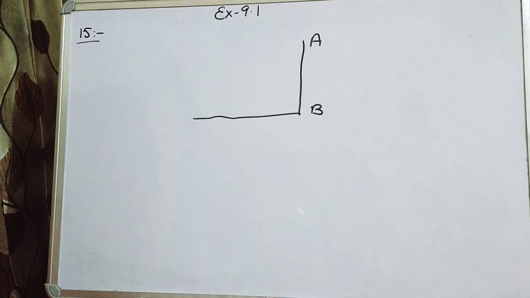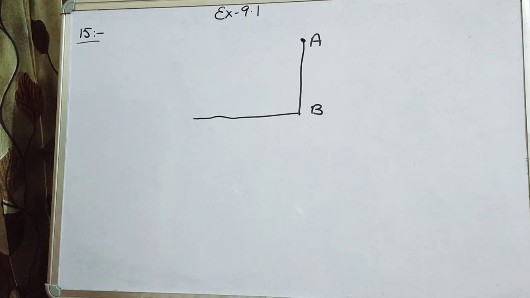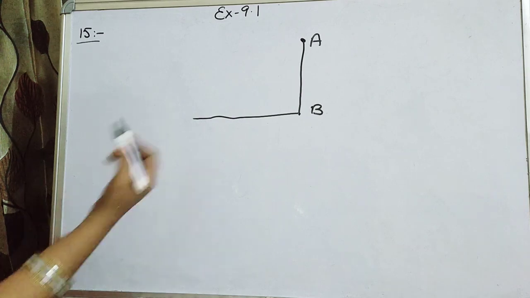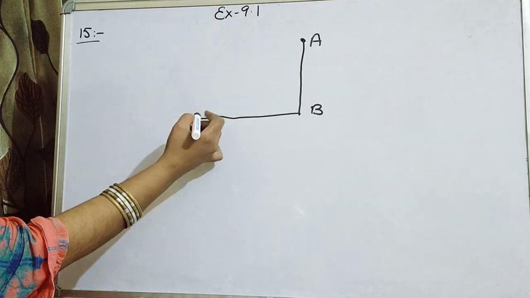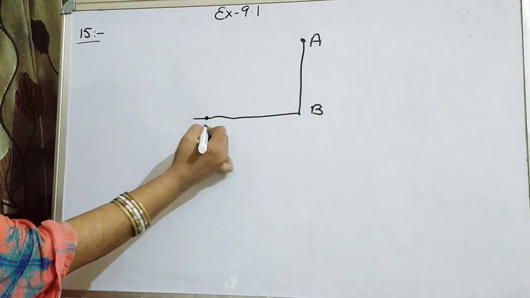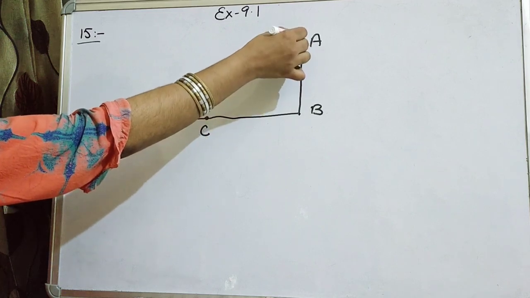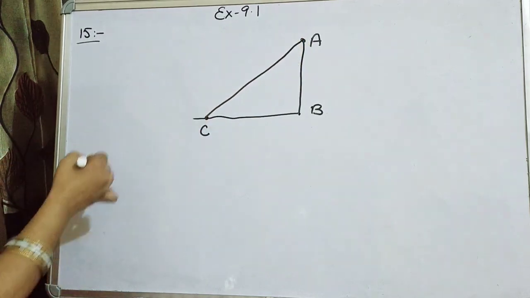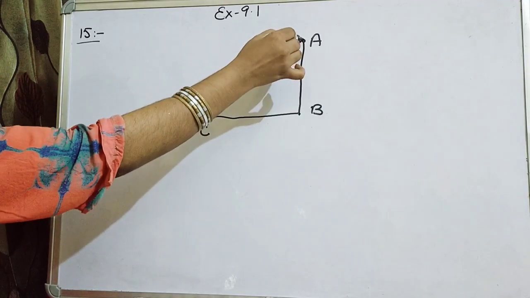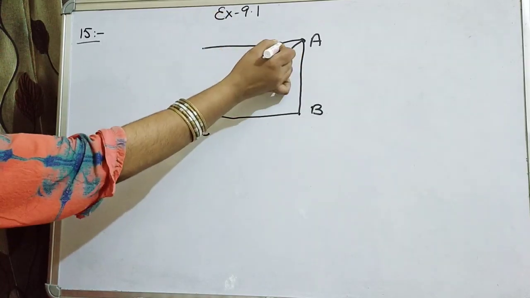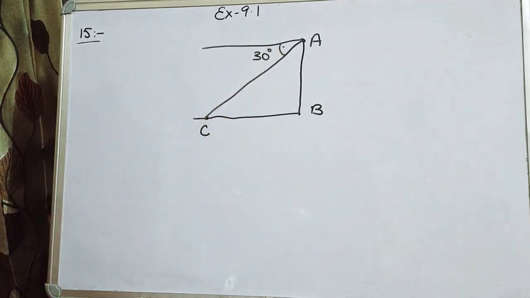A man standing at the top of the tower, that means the man is here, observes a car at an angle of depression of 30 degrees. So let us suppose here at point C he observes a car. If the man is at the point A, then this must be the line of sight, and angles of depression or elevation are always measured with a horizontal. So I have to draw a horizontal here, and this angle is given as 30 degrees. So this angle is the angle of depression.